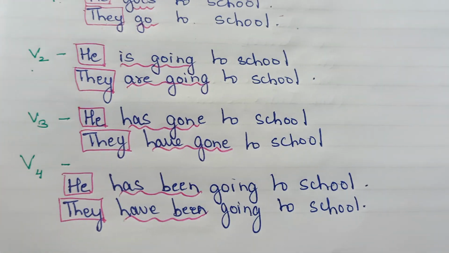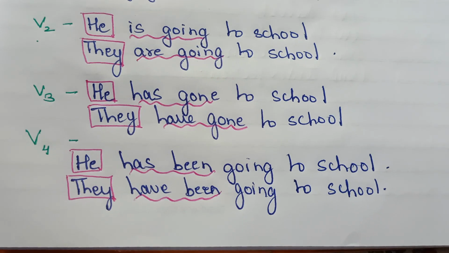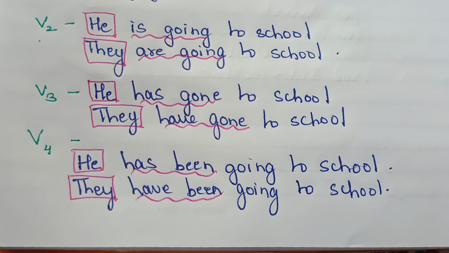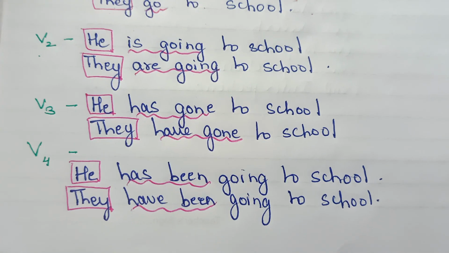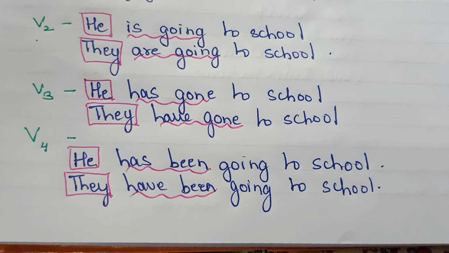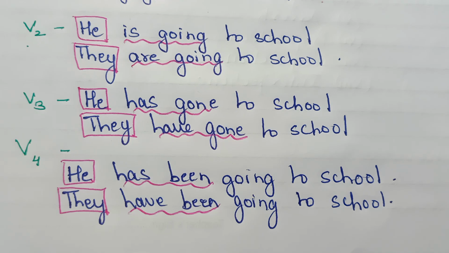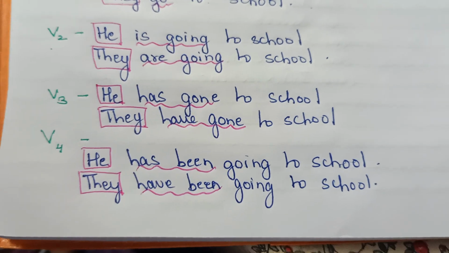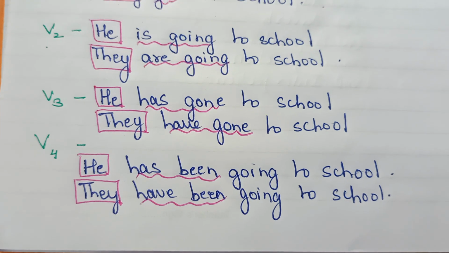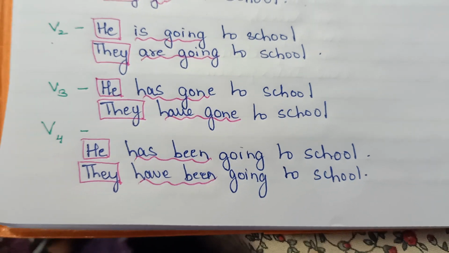Then let's go to our last final form of verb, which is the verb 4 form of verb, present perfect continuous tense. So here, he has been going to school. That is the singular subject he. Has been going is the present perfect continuous verb. And then they have been going. They is plural subject and the verb form is have been going to school.